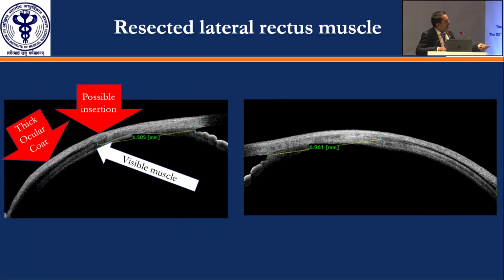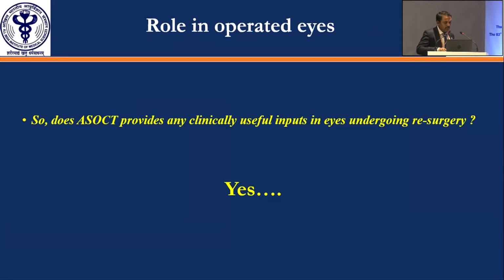Just compare with the left eye. You can see that that is a normal lateral rectus which has not been operated. This is the tendon, which is less dark, and the belly is more dark. Here you can see this is more dark. So obviously this is a belly, and the tendon has been resected. So this is how we can identify which muscle has been operated or not. That is the first thing, whether it's a recession or resection, and we can quantify the amount of resection as well.